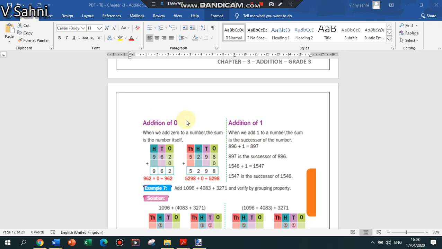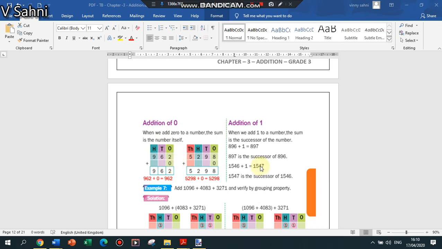So whenever I add any number with 0, what will I get? The number itself. For instance, you remember that when you were small you used to do 2 plus 0 which is equal to 2. Now similarly here you will be doing the same addition of 0 with 3 digit number or 4 digit number. Just keep in mind that whenever you add with 0, you will be getting the same answer.